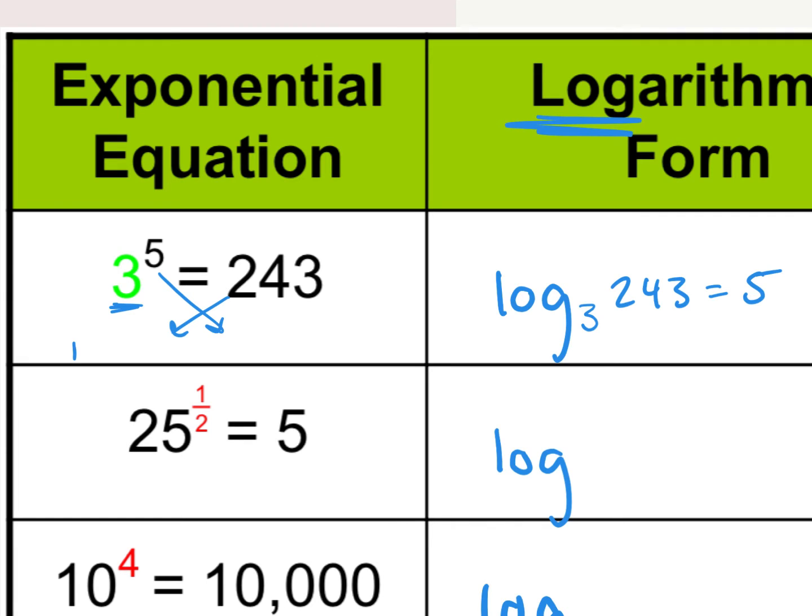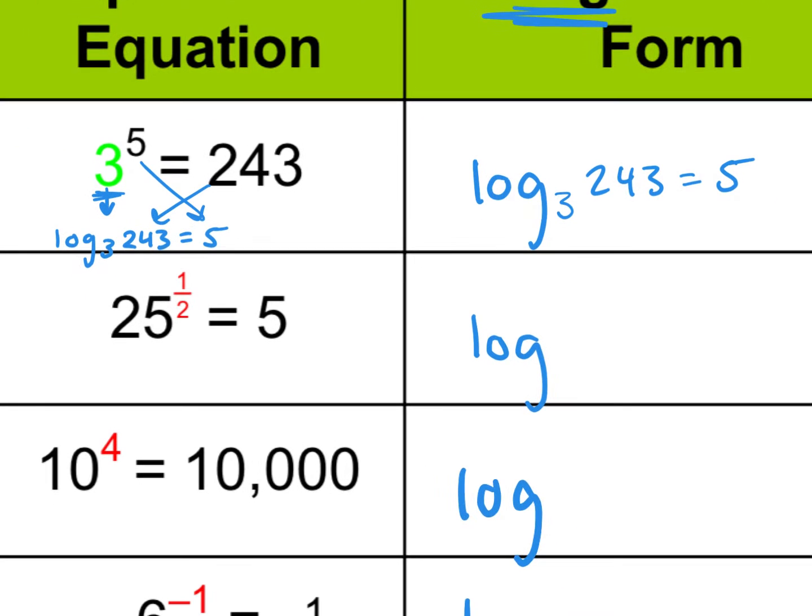If it helps, write it right underneath. Log base 3, because the base stays as our base, and then 243 comes next, and it's equal to 5. Let's look at the next one. We have log, what's our base? 25, and then what comes next? 5, and then that's equal to what? 1/2. Awesome. So log base 25 of 5 is equal to 1/2.